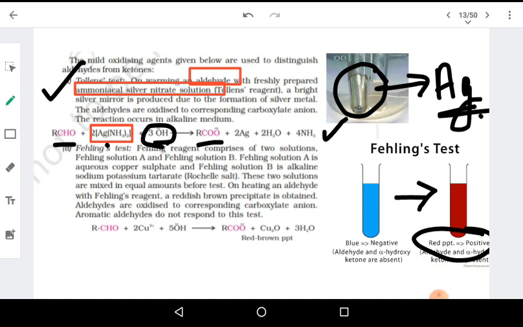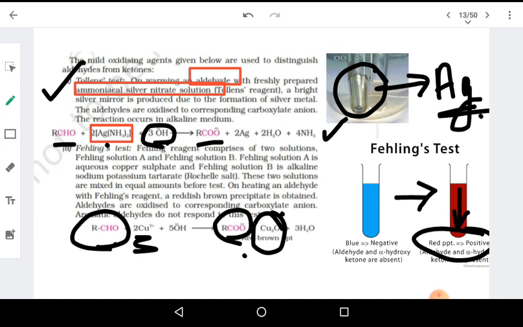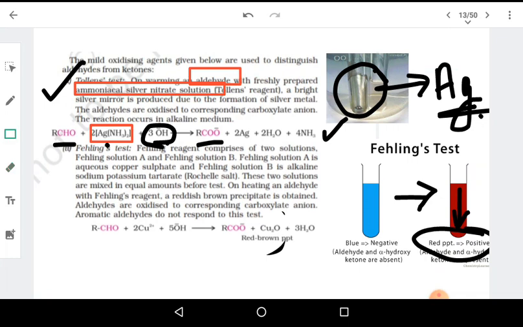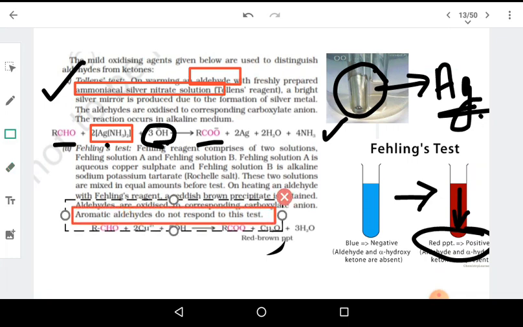What is the reason for that red-brown precipitate? It is because Cu2O is settling at the bottom as the precipitate, and that is the reason for the reddish color over here. So here we have Cu2+ and RCHO is again converted to RCOO minus. Now the most important thing is aromatic aldehydes. Aromatic aldehydes will not give this test. That is also important. Ketones and aromatic aldehydes will not give it. Only aliphatic aldehydes will give us Fehling's test. So that is a very important point.